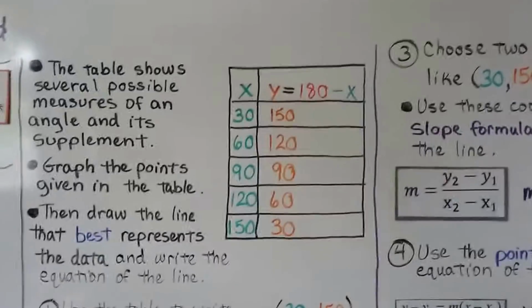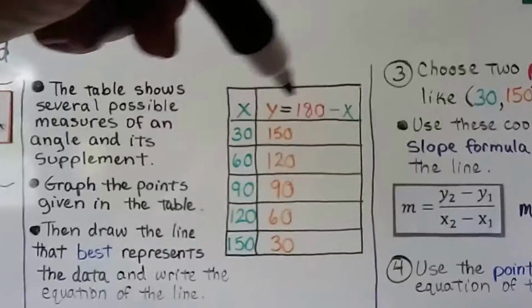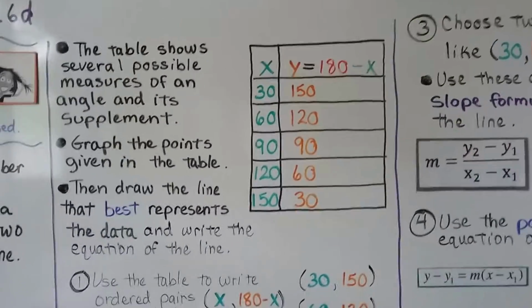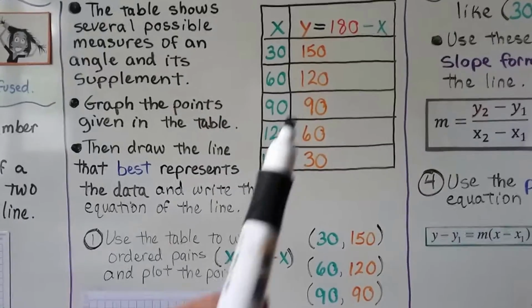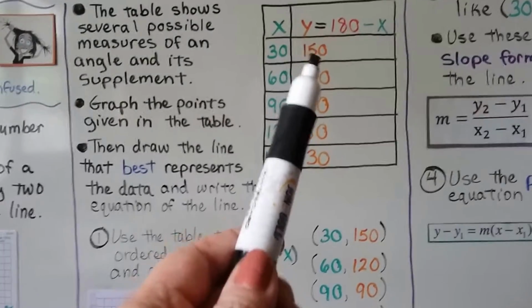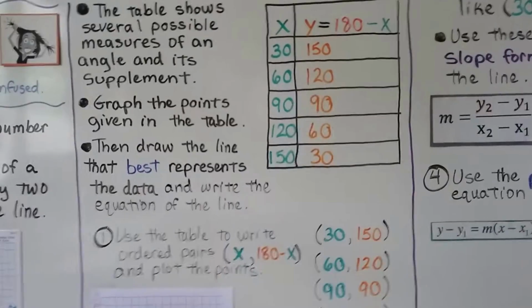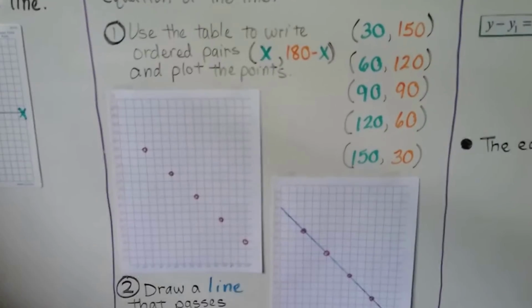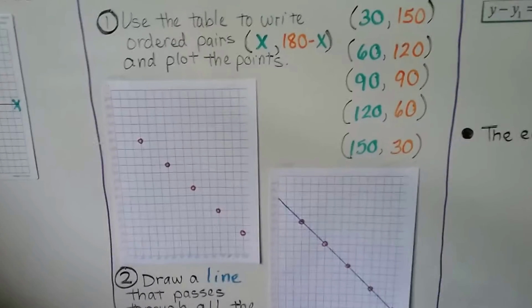You can see in the table we have our x values, and then y is 180 minus whatever the x value is. That means we're going to have 180 minus 30, so y is going to be 150. We're going to have 180 minus 60, so y is going to be 120. Okay, we write our ordered pairs. We use the table to write those ordered pairs, and we plot the points.